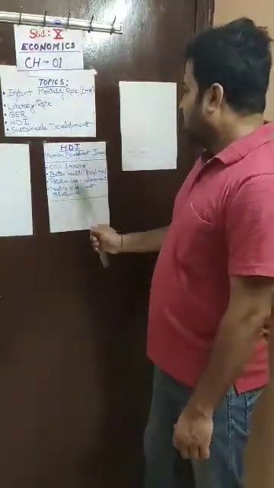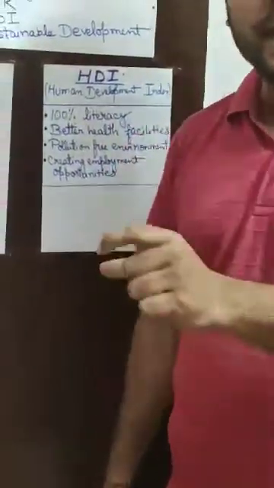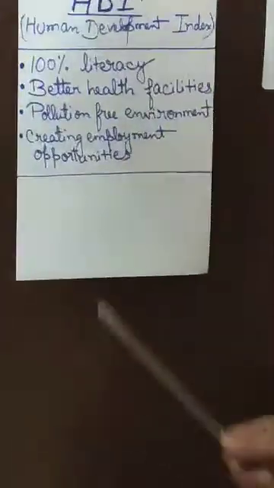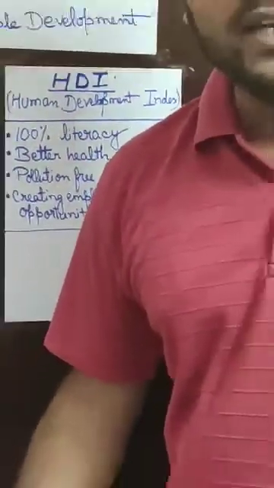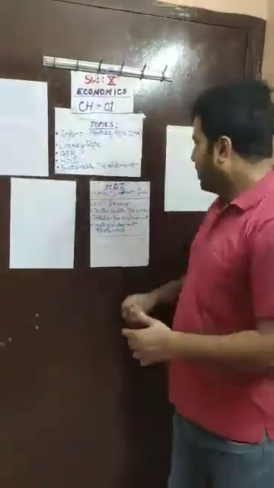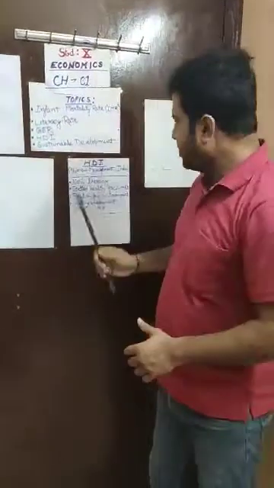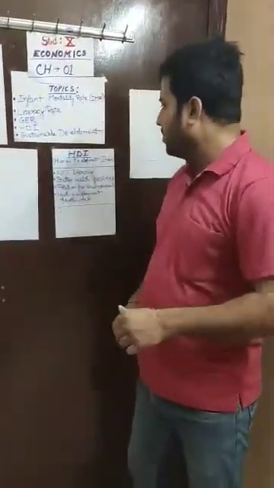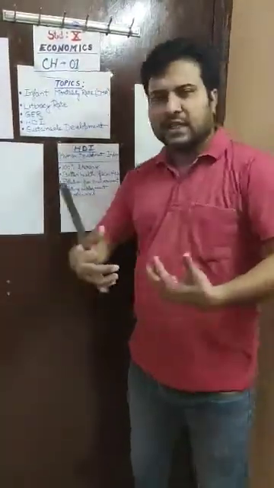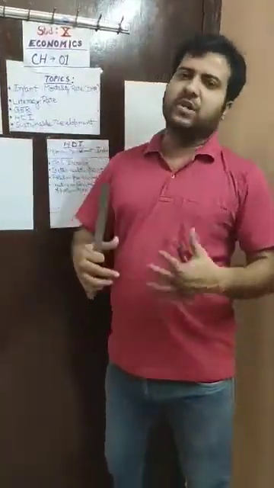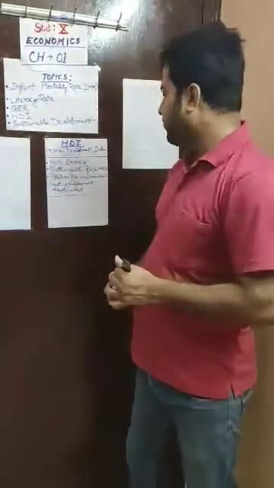Now another thing, pollution free environment. So these all things are the indicators of HDI. A person has the right to stay in a pollution free environment. A person has a right to education. A person has a right to get better health facility. So all comes under the Human Development Index. If a person is getting all these things, then only a person can say that yes, I am developed.